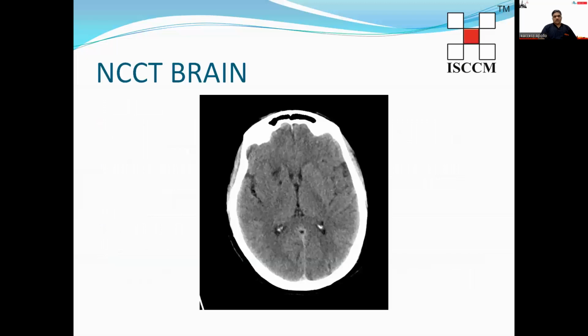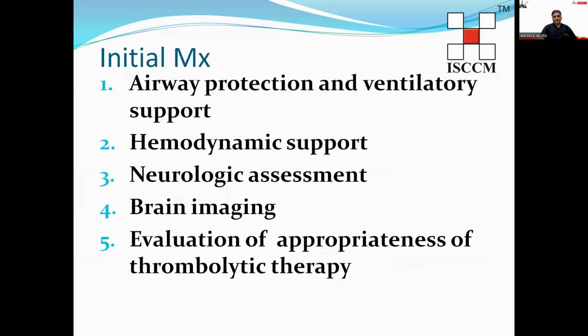So this is the non-contrast CT brain done for this patient, and here you can see clearly there is no hemorrhagic condition like ICH or SAH. It looks like a normal CT scan brain, no effacement of corticomedullary differentiation.